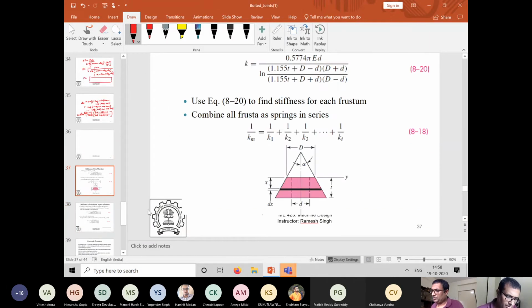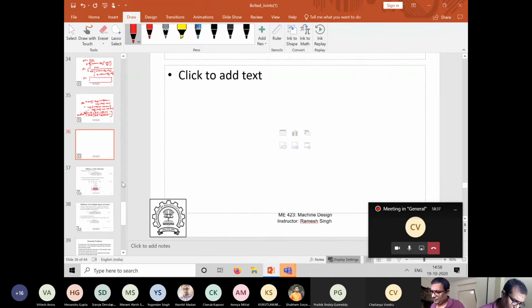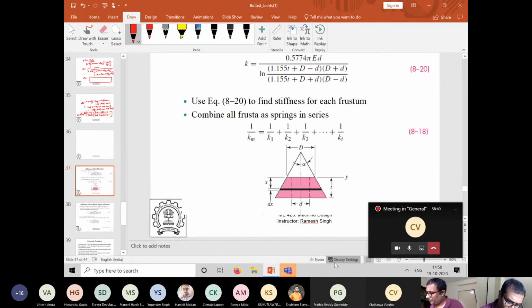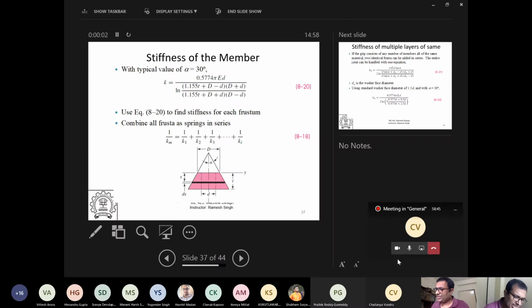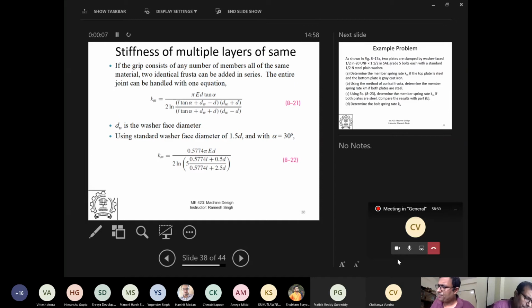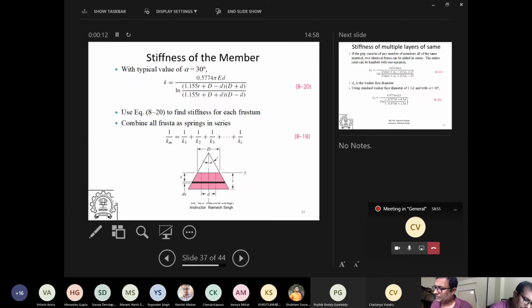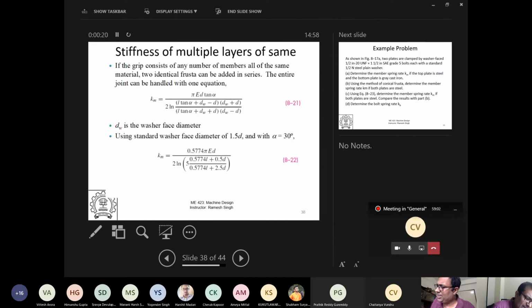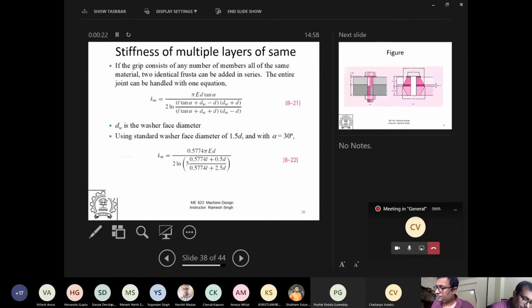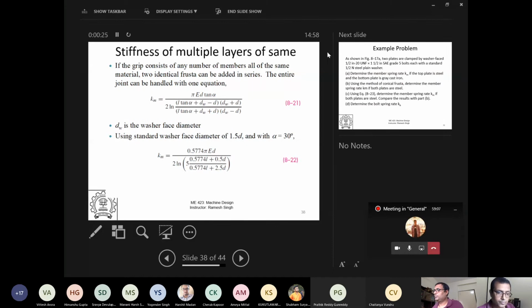So this K is, sorry. Since you say that the stiffness of the members is K1, K2, K3, if you have n number of members... say 2 members, it's very easy.